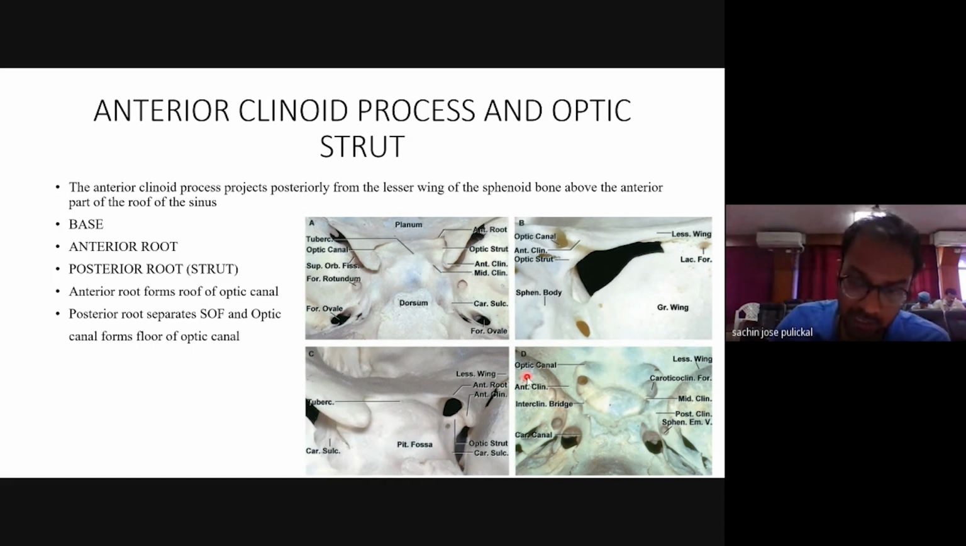I'll repeat again. This is the lesser wing of sphenoid. It comes into the base of the anterior clinoid process. The anterior root forms the roof of the optic canal. The posterior root forms the floor of the optic canal, and it separates the optic canal from the superior orbital fissure. And it is related to the ICA here. Okay.